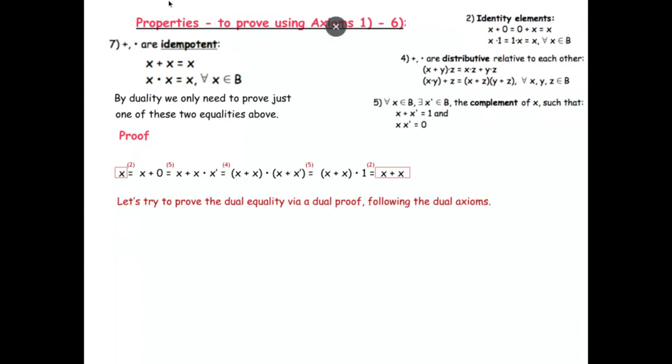Now let's try to prove the dual equality. I told you that if one of them is true, the second one will also have to be true. But now let's just do it independently. We'll do the second one again, prove that it's true, and that will also prove the duality. It's not needed, but we're just doing it as an exercise to see duality in action.